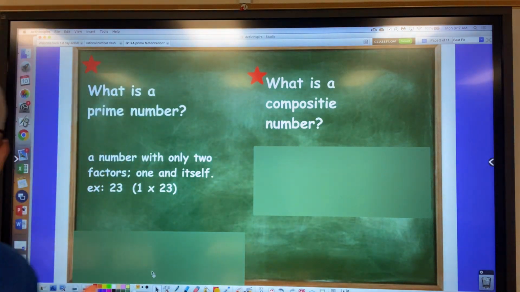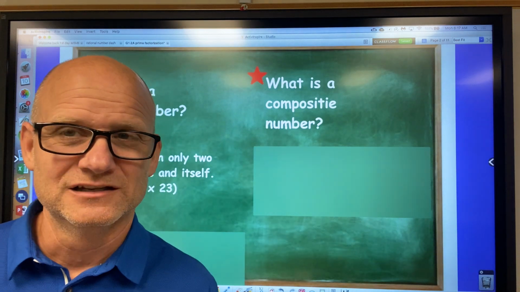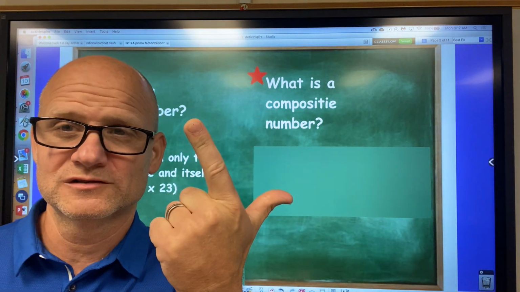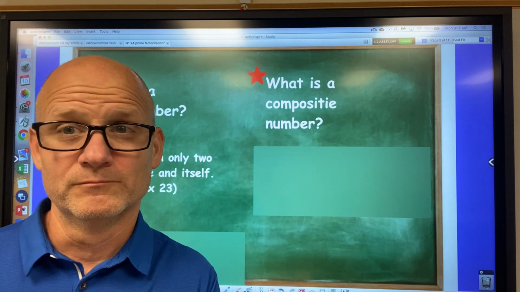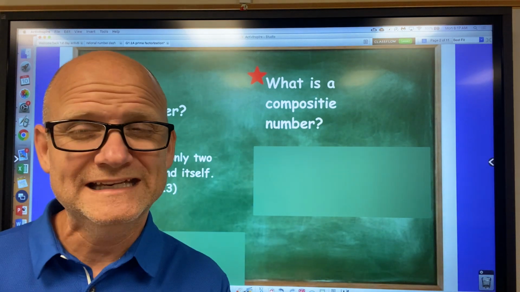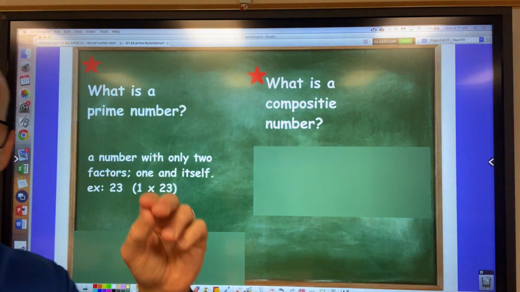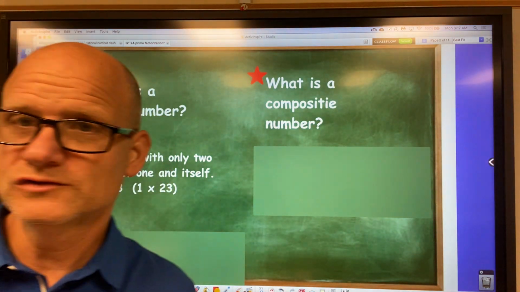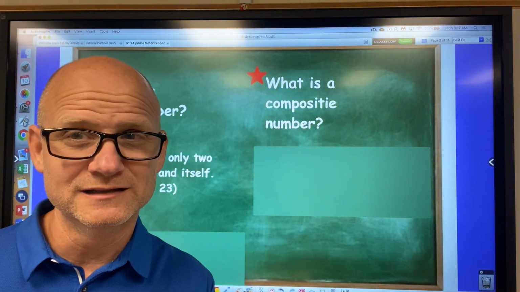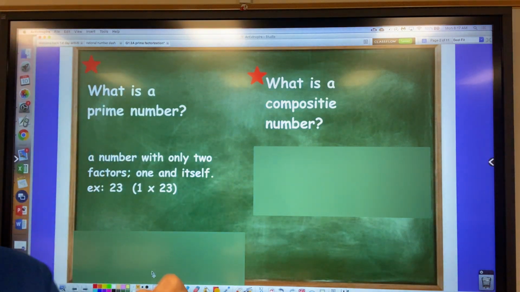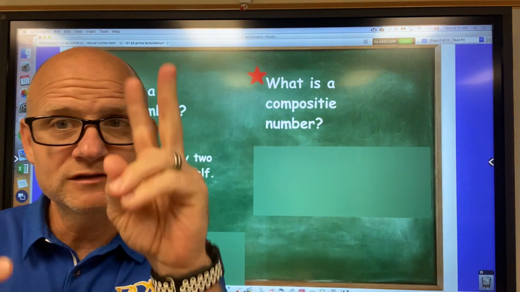A lot of students think all odd numbers are prime numbers. Well, that's not true, because think about like 9. You have 1 times 9, well, there's 2 factors, but then you also have 3 times 3. So not all odd numbers are prime numbers. But there's only one even number that's a prime number. That would be 2. 2 is the only even number, because every other even number is divisible by 2, right? So anyway, prime numbers, only 2 factors.